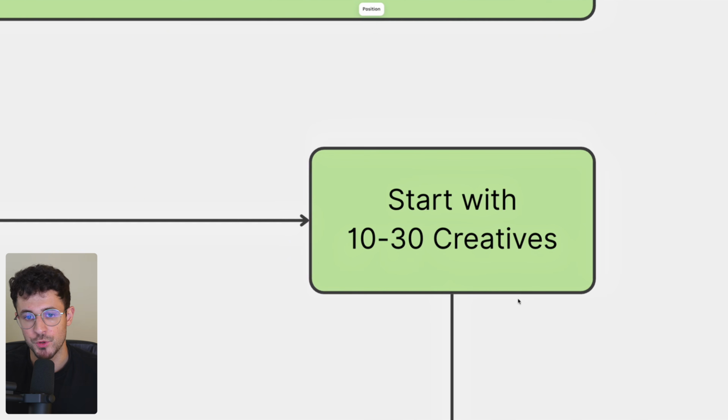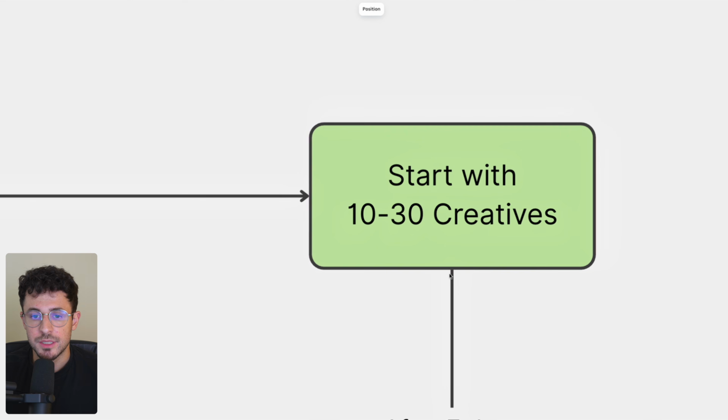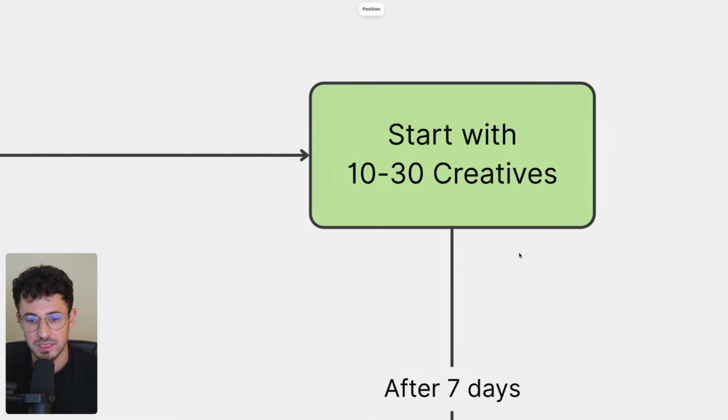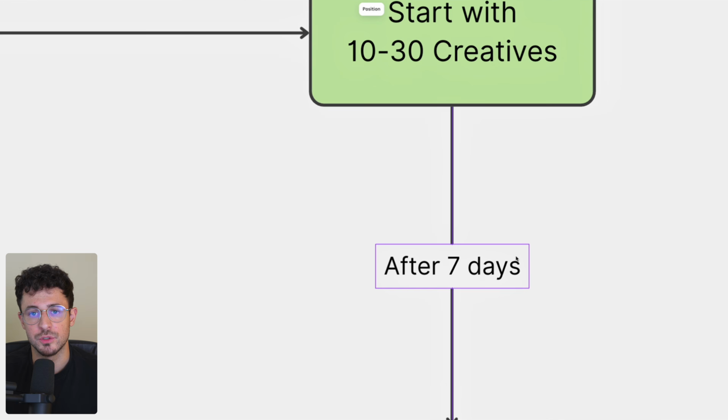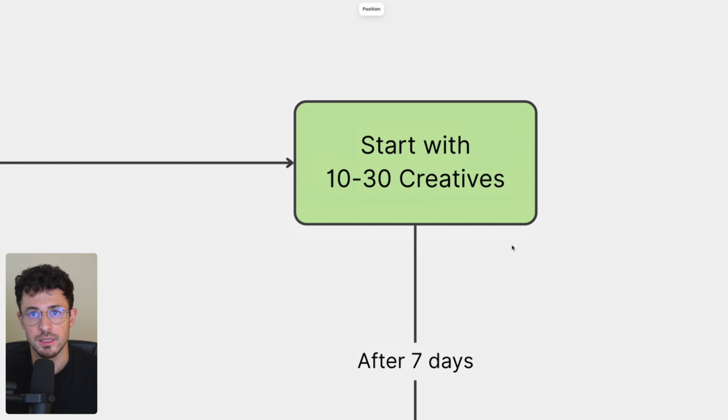Of course, you need to match the budget accordingly. Don't put 30 creatives if you have a $10 a day budget. You should put 30 creatives if you have like 100, 200, 300 a day. This is the range, and this is the amount of creatives that you should have. Okay? Now, you should let these ads run for at least 7 days.